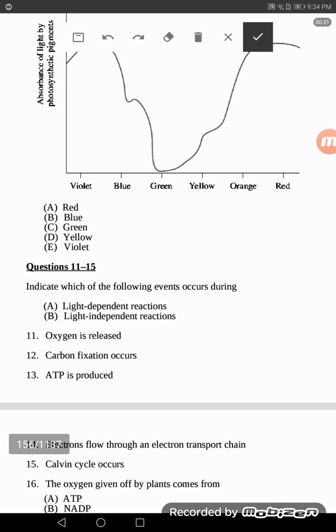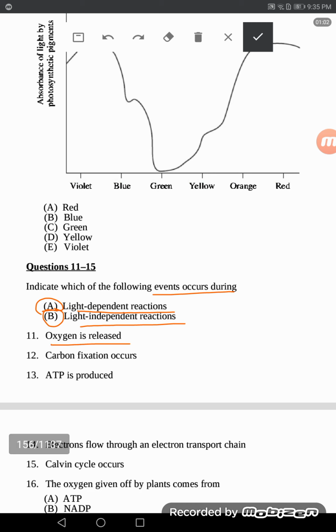Indicate which of the following event occurs during. We have A, light dependent reaction, which takes place inside the granum, and we have B, light independent reaction, that takes place inside the stroma. So now it's like a matching question. We have A and B. We have to match it with the 5 statements that we have.